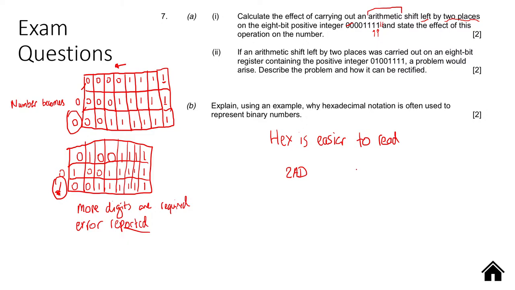2AD. Or, I don't know why I give myself such a difficult example. You could say FF, 1, 2, 3, 4, 1, 2, 3, 4. It's like, what? What? What? This is much easier to read than this.